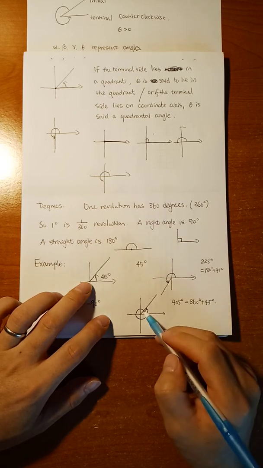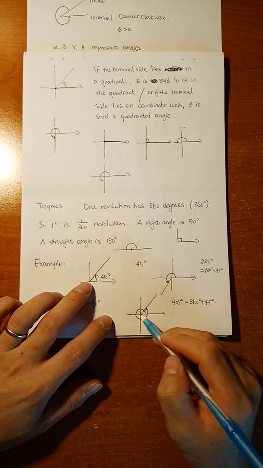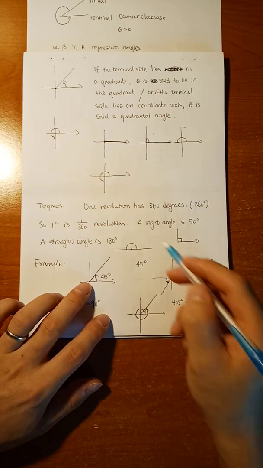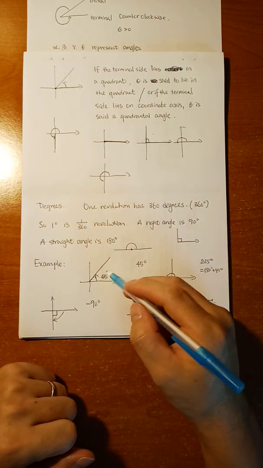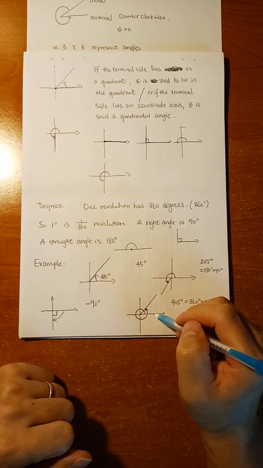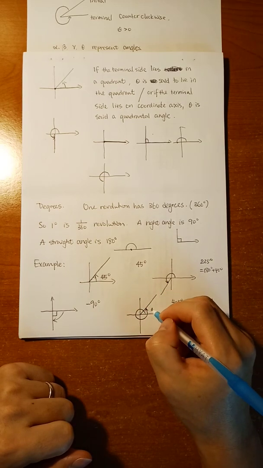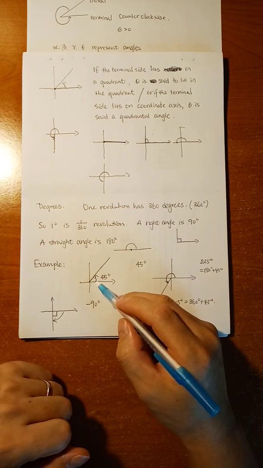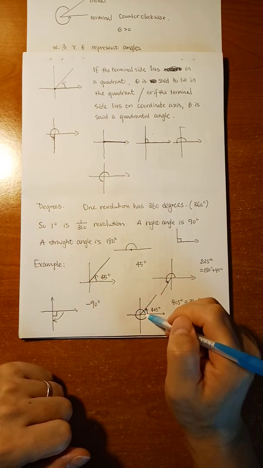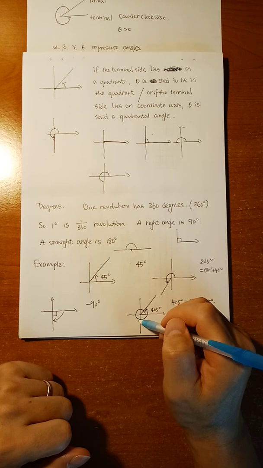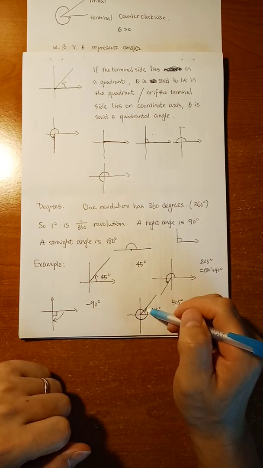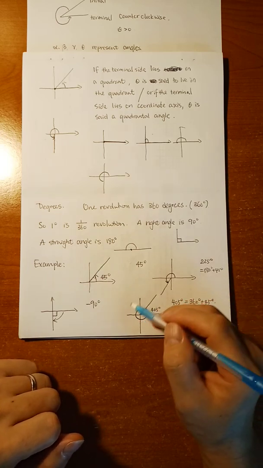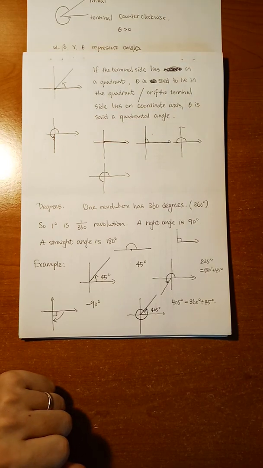45 degrees and 405 degrees share the same initial side, same terminal side, but the process is different. This one, you just simply start from the initial to the terminal. This one, you go to the terminal, pass it, get a complete round, and back to the terminal. Okay, so that's the angle.